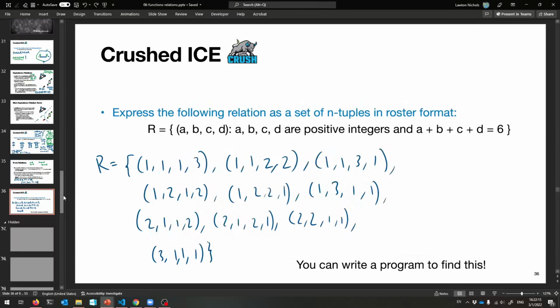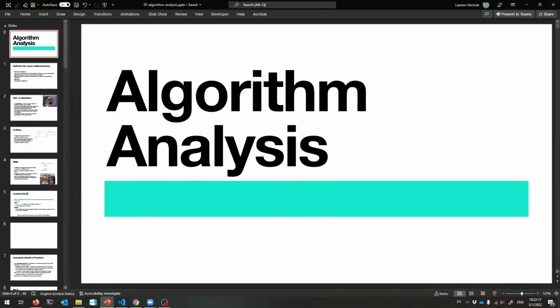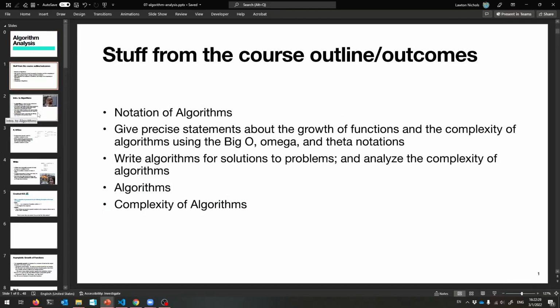I want to get started on the next set of slides now, talking about real computer sciencey stuff, algorithm analysis. Let's go further than we went in CSCI 41 now. Okay, are you ready? So let's talk about that a little bit, and there's a lot to cover.